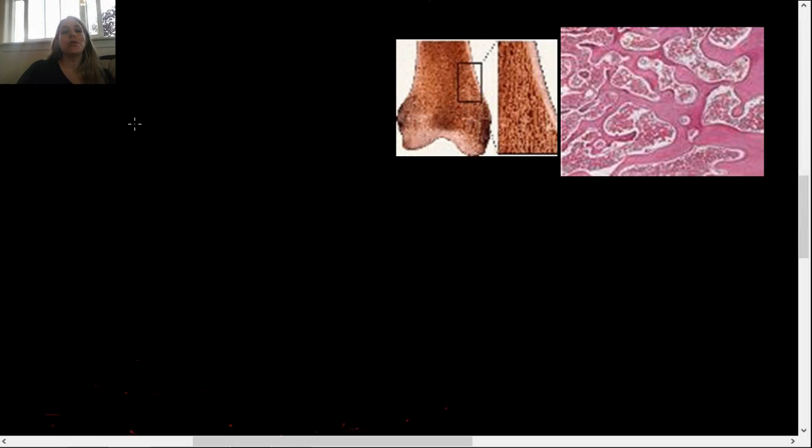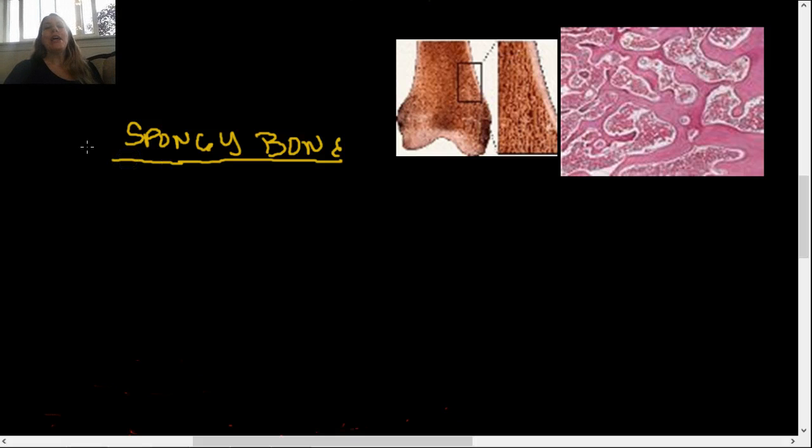Now we are on to the other kind called spongy bone. Yes, I changed my yellow there. I didn't like the other yellow. It was kind of lame. Okay, so spongy bone is what you find on the insides of bone.